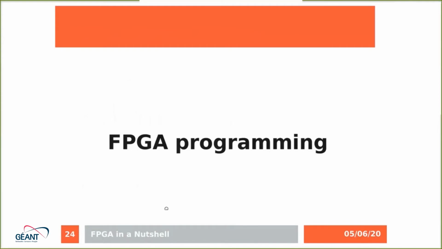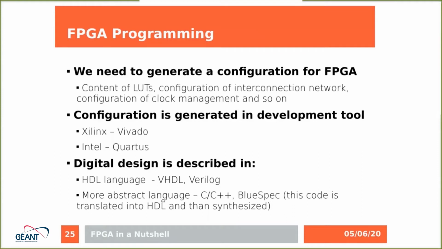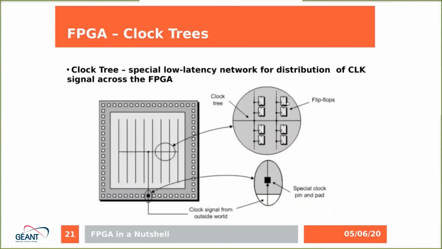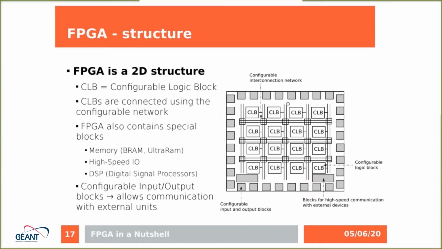And now just a few words about how we can program the FPGA. If we want to program the FPGA, then we need to generate a configuration for it. The configuration contains the content of lookup tables, configuration of the interconnection network, and configuration of clock management and another hardware block.